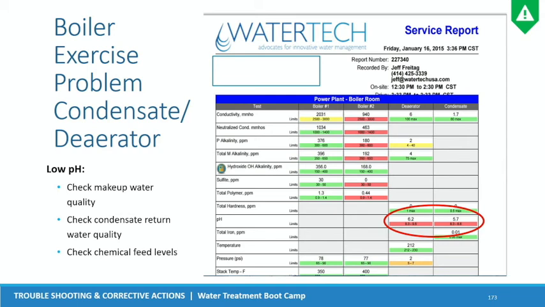Your makeup water quality, did that significantly change? Are you running an RO program and something went haywire with it and now you're no longer getting RO water? Did the condensate return water quality change? So now instead of getting really pure condensate back, are you getting some type of city water contamination in that system, some type of process contamination? And then look at checking your chemical feed levels. So does anyone have an idea here and maybe what our corrective action would be as far as altering that pH in the system?